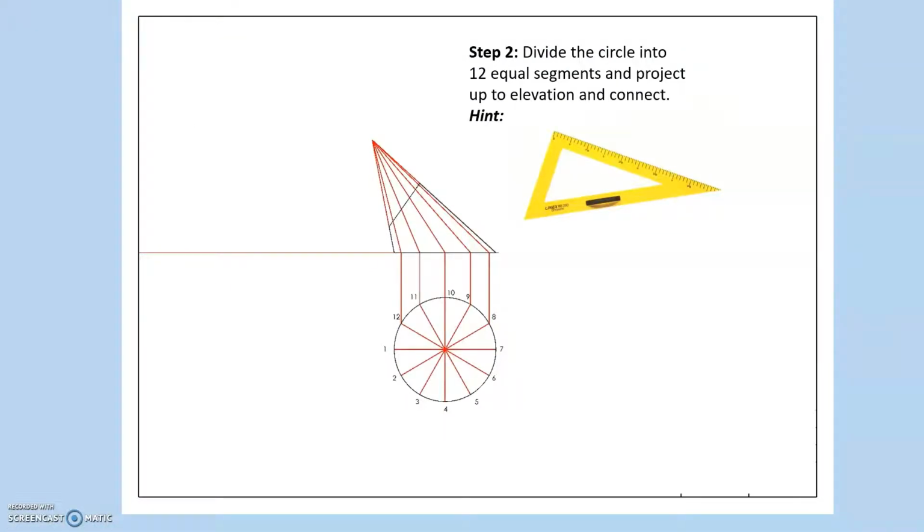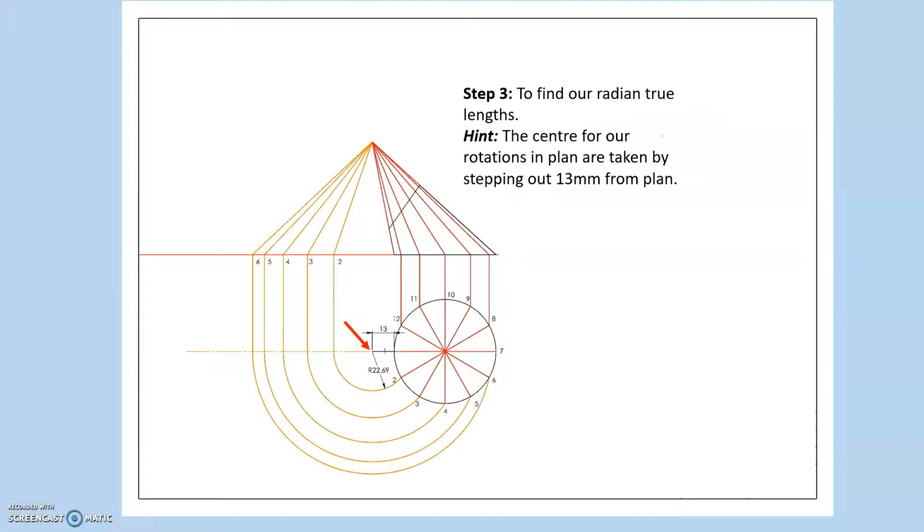Moving on from that, the next step is dividing the circle. As you can see, we're going to divide the circle up into 12 equal parts. We should all know how to do that, and if you don't, there's a little hint up here as well. We're going to use a 60, 30 degree set square. So we're getting our 12 equal sections, and we're going to bring all of these up to our elevation. Once we have this done, we're going to join all these points back up to the apex of the original cone.